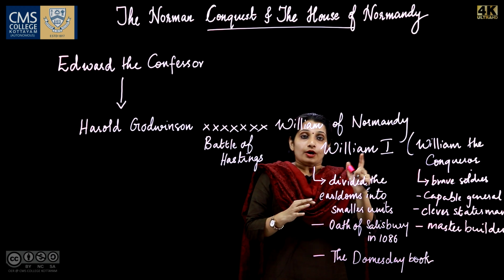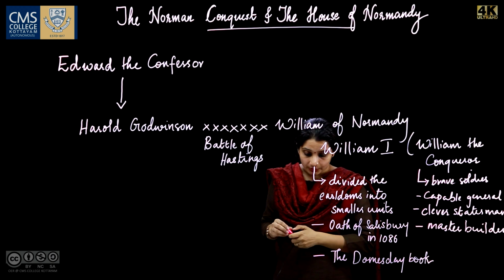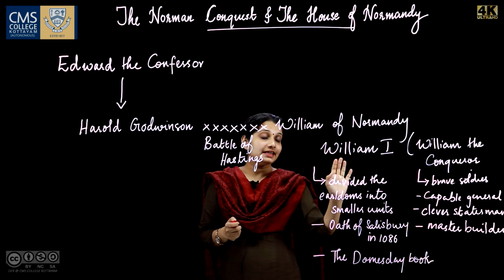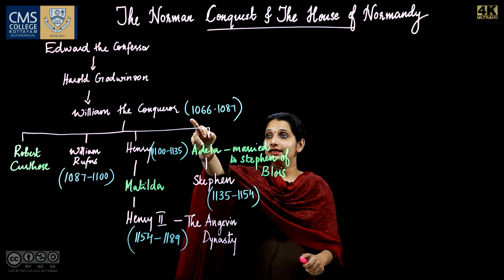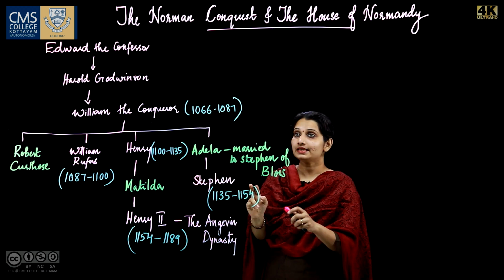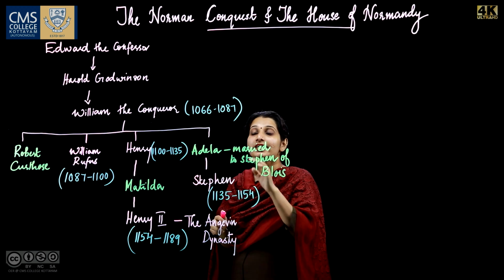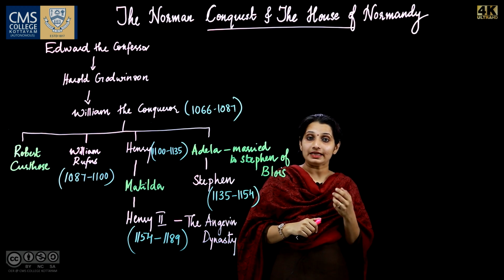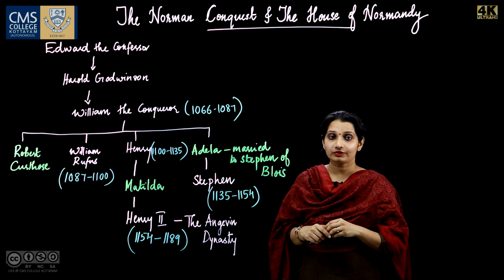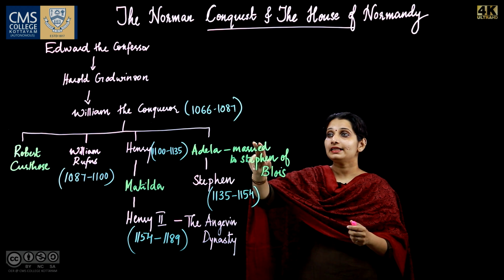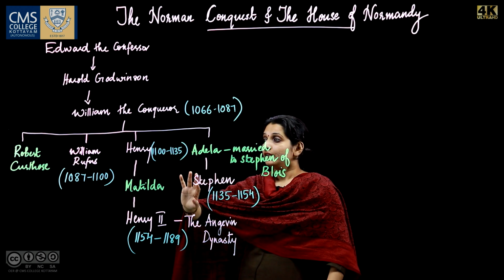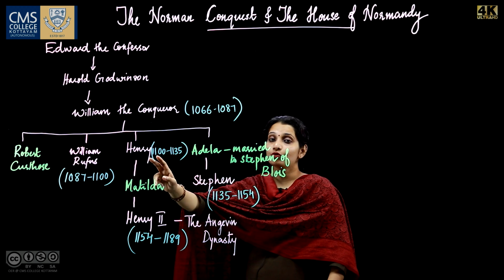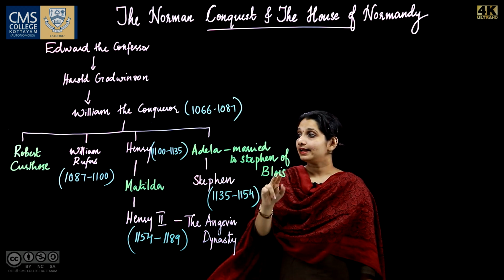And William passed away in 1087. Thus, William the Conqueror was on the throne of England from the year 1066 to 1087. He was crowned as the King of England on Christmas Day of 1066, and he died in 1087 with 4 children: Robert Curthose, William Rufus, Henry, and Adela.